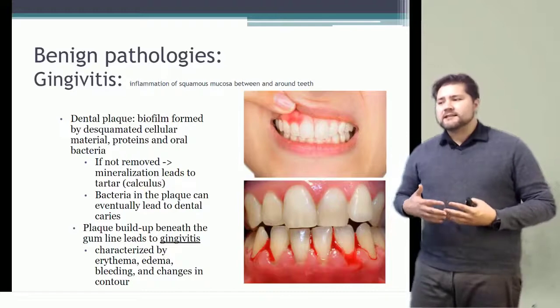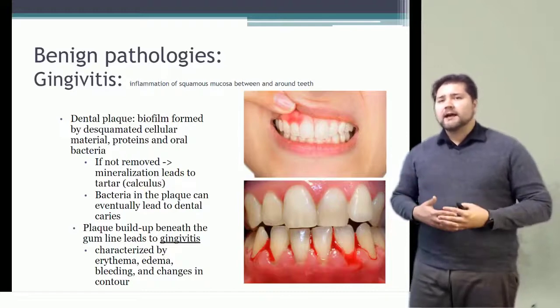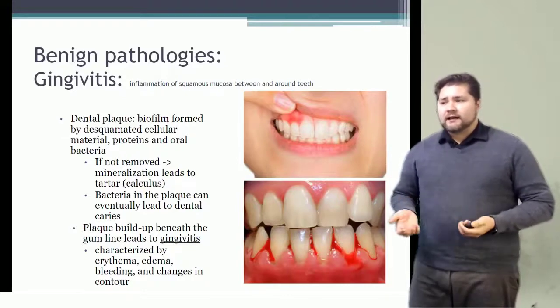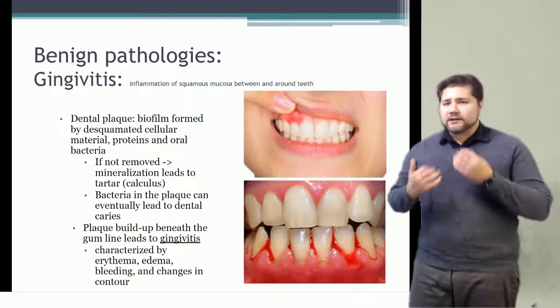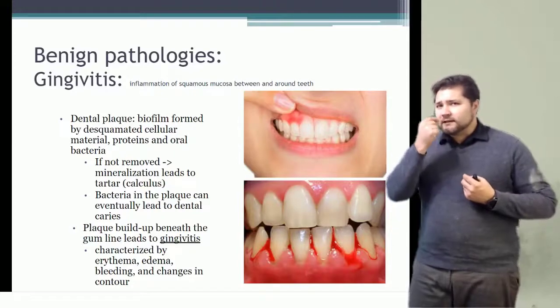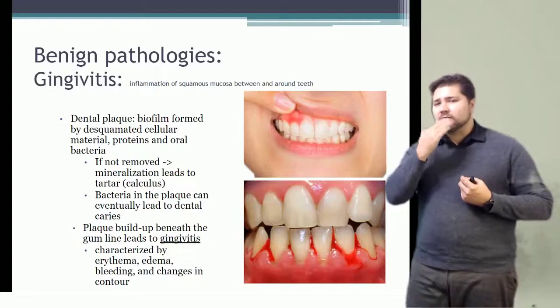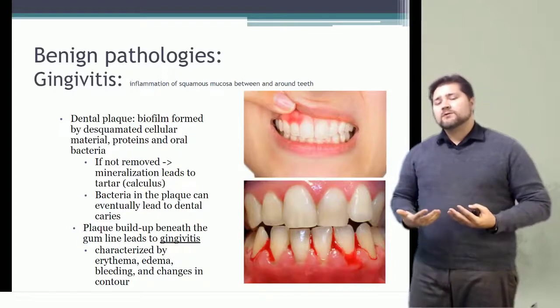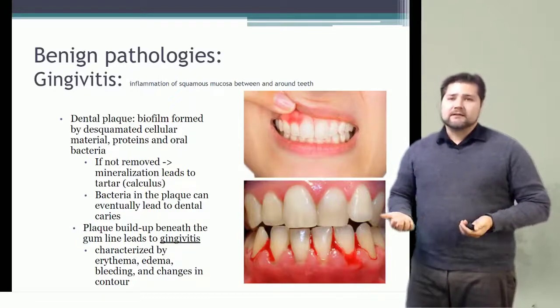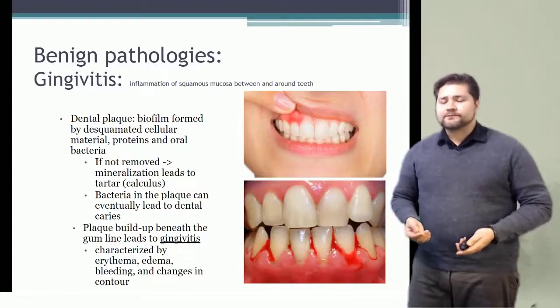And you'll see this as an erythematous change in the gum line. There might be some bleeding and maybe potentially some sort of contour change. So usually if they do the little tap test to see how eroded some of your gum tissue is between the teeth, that can be a sign of prolonged gingivitis.